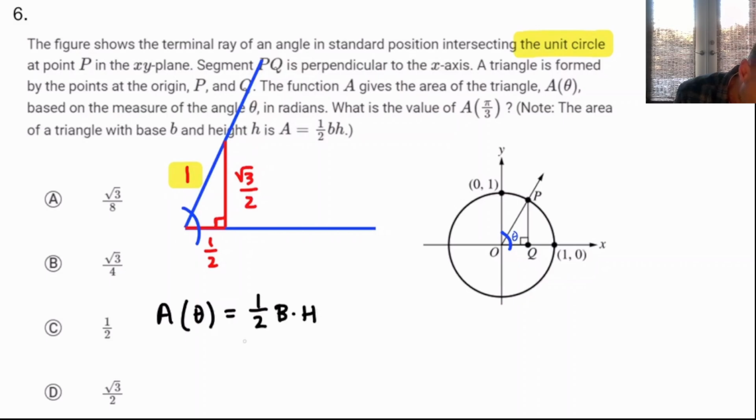Okay, the base is a half. The height is root 3 over 2. 1/2 times root 3 divided by 2. And I'm going to multiply these fractions straight across. 1 times square root of 3 is square root of 3. 2 times 2 times 2, that's 8. And that's going to be answer choice A.